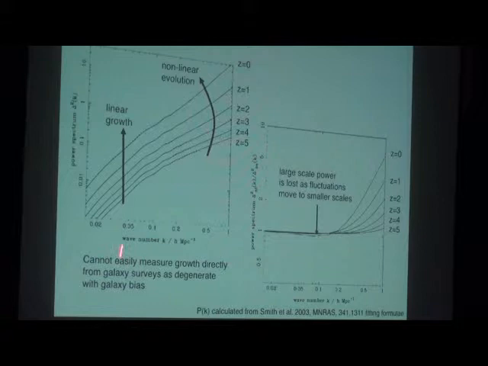And if we divide by the linear model, you can see this even more clearly, and you see that actually power, total power, is conserved. So to get this increase in power, it actually has to decrease the power on quasi-linear scales as well.